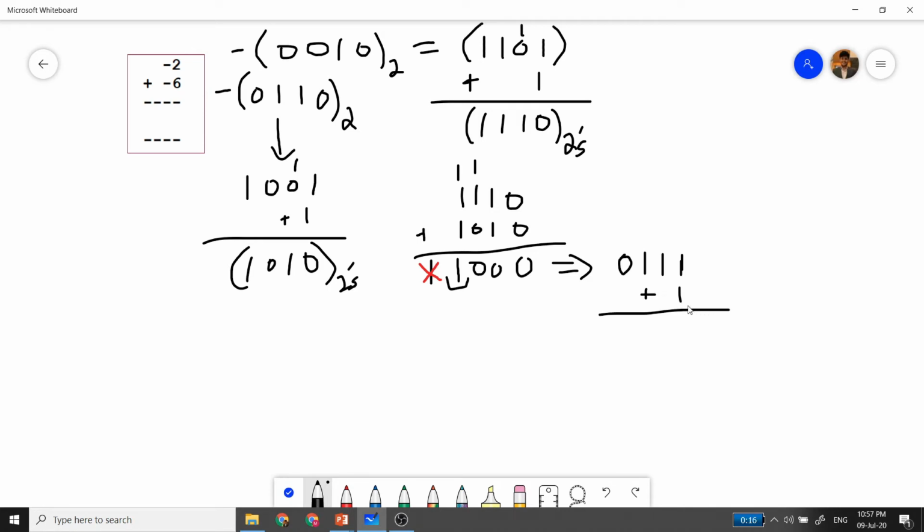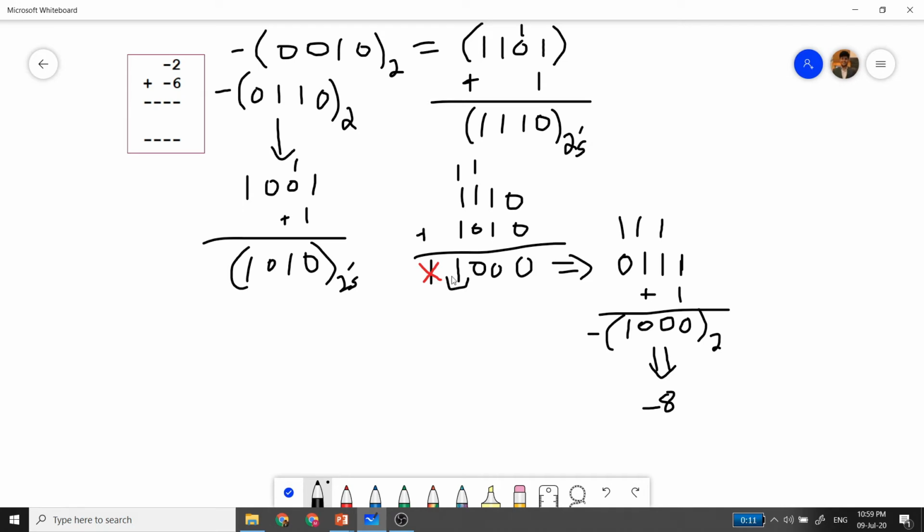If I add a 1, I will get 1 plus 1 is 0 and a carry of 1. 1 plus 1 is 0, carry of 1. 1 plus 1 is 0, carry of 1. 1 plus 0 is 1. This is the binary value of this 2's complement form. Now it's very easy to convert this binary form into its decimal value. The decimal value of this binary form is 8. And since this was a negative number, as we saw before, this will be -8.